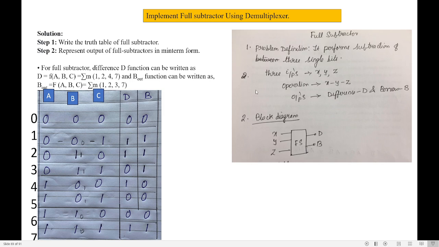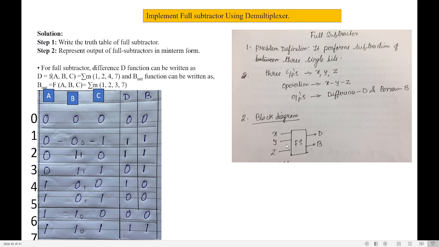Now what is the first step to implement a full subtractor using a demultiplexer? Write the truth table of the full subtractor, whatever be the question. If they ask you to implement a full adder, you need to write the truth table of a full adder. If it is a full subtractor, write the truth table of a full subtractor. Now, what is the truth table of a full subtractor?